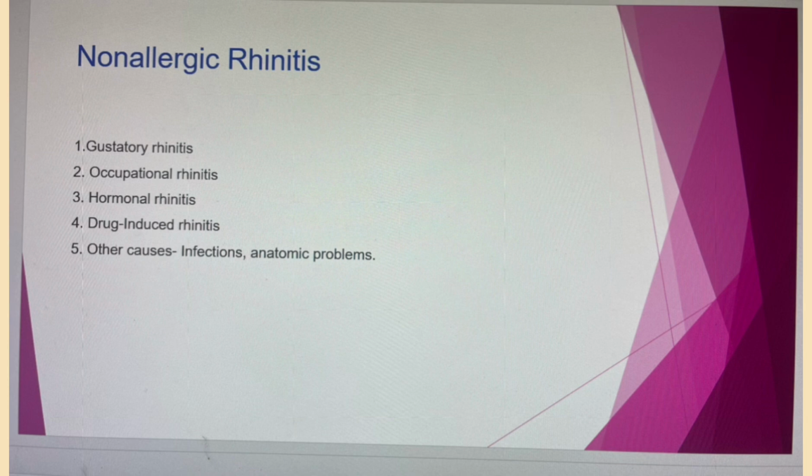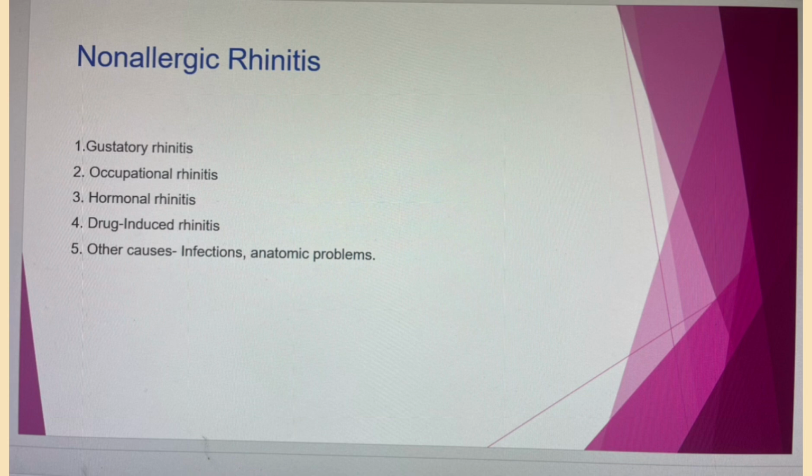Number 3, drug-induced rhinitis, due to the intake of ACE inhibitors, aspirin, NSAIDs, or rebound rhinitis, otherwise called rhinitis medicamentosa, due to the overuse of topical decongestants like Afrin. I have discussed that in other videos. Number 4, hormonal rhinitis, which occurs in pregnancy or is related to the menstrual cycle. Number 5, chronic lung diseases like sarcoidosis.